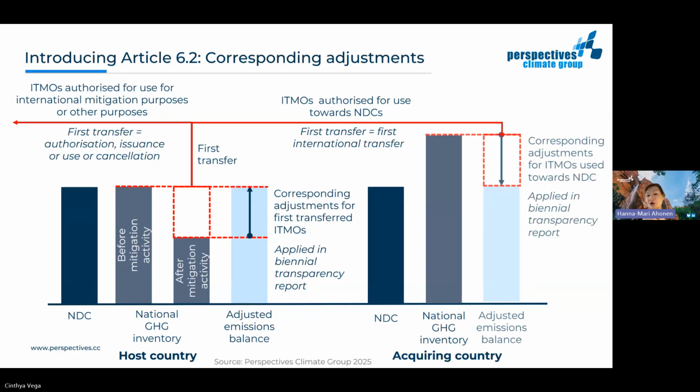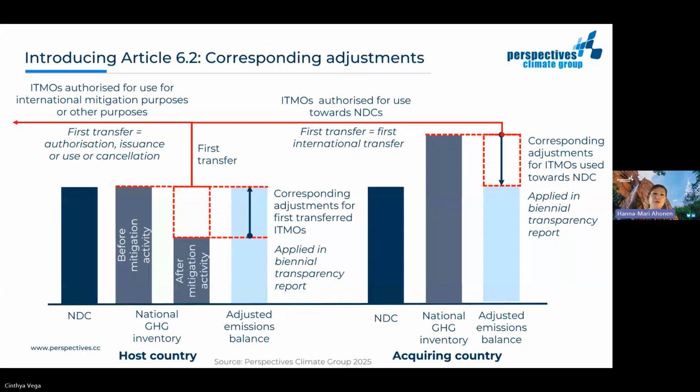Let's say we have an acquiring country that has an NDC. It's not going to meet it, with its own emissions being higher than the NDC. And it buys some ITMOs and adjusts its emissions balance by the amount of ITMOs it's bought. And that will allow it to meet its NDC. And this also means that these are only counted towards one NDC and not the other. And that avoids double counting.